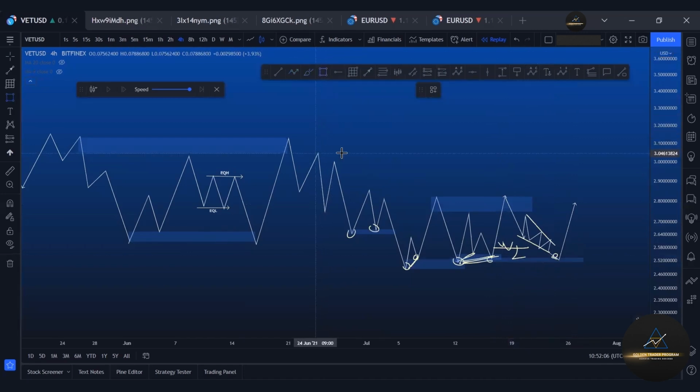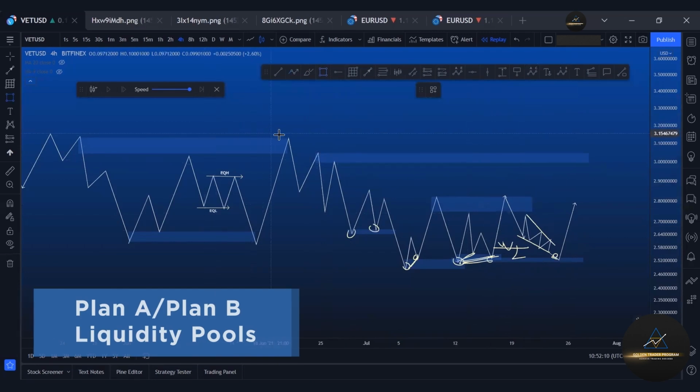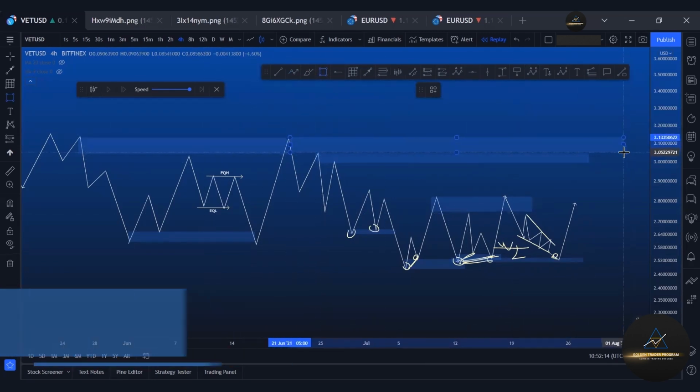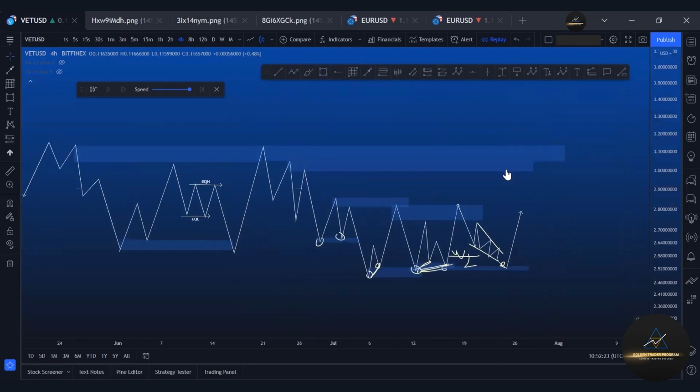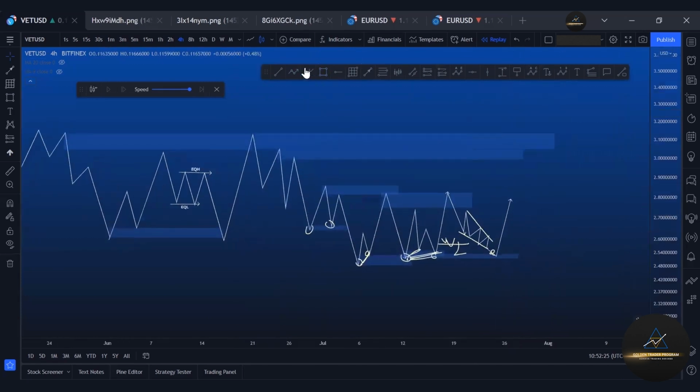Again, liquidity pools here. That will be your plan A once it rallies to the upside. Plan B liquidity pool would be from down there, right? So many liquidity pools, as you can see. There's plan A's, plan B's, but again, which one do you take? Once price is approaching your area and you're thinking, okay, do I take plan A or do I take plan B? Really depends on the pattern.